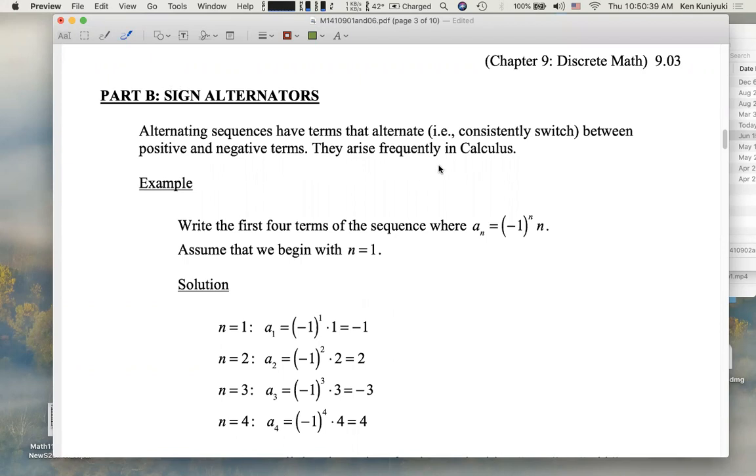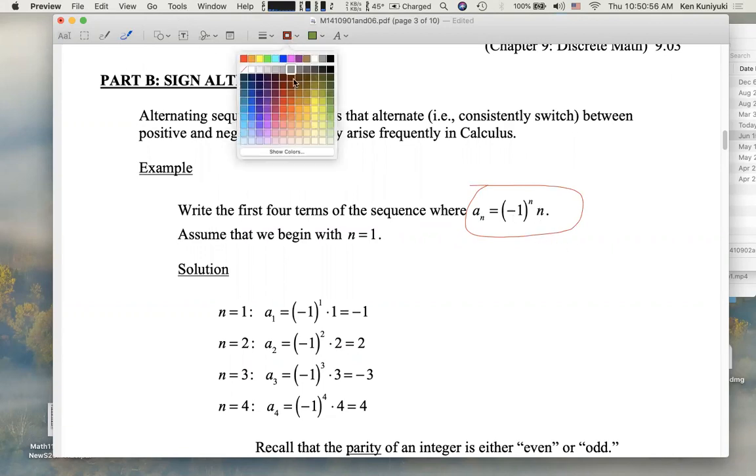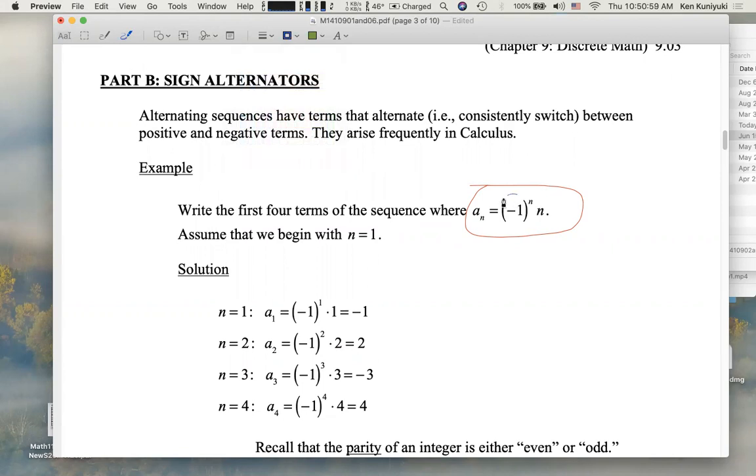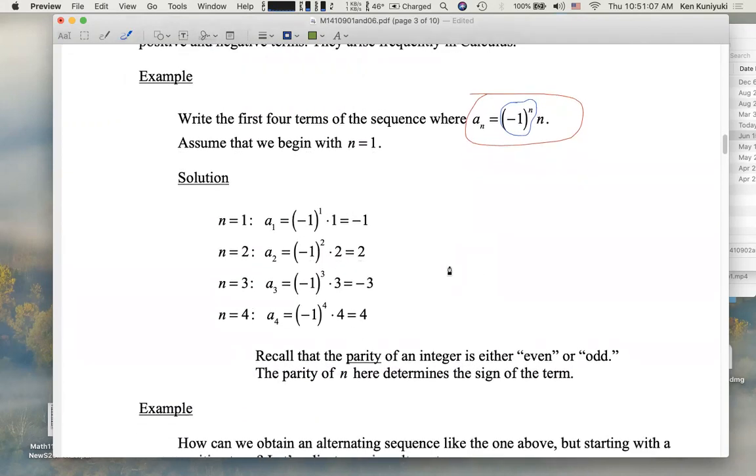Again, you see them a lot in Calculus 2, for example, in series expansions for sine of x or cosine of x. So here's an example. Write the first four terms of the sequence where a sub n equals (-1)^n times n. This piece here, in blue, is a sign alternator: (-1)^n. Let's see what happens. Again, we assume we begin with n equals 1. So we plug in values for n equals 1, 2, 3, and 4.